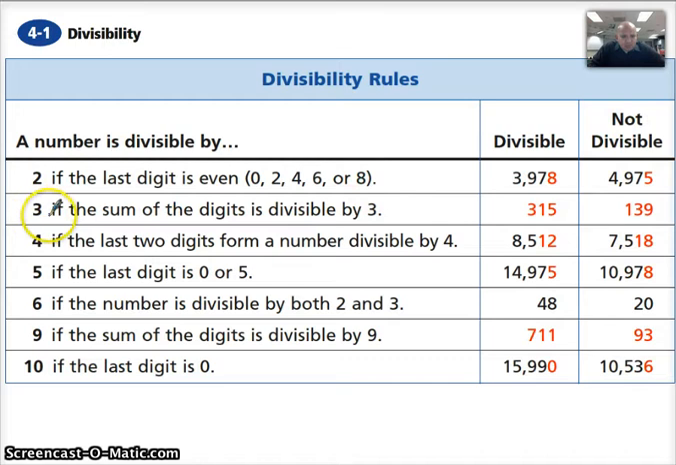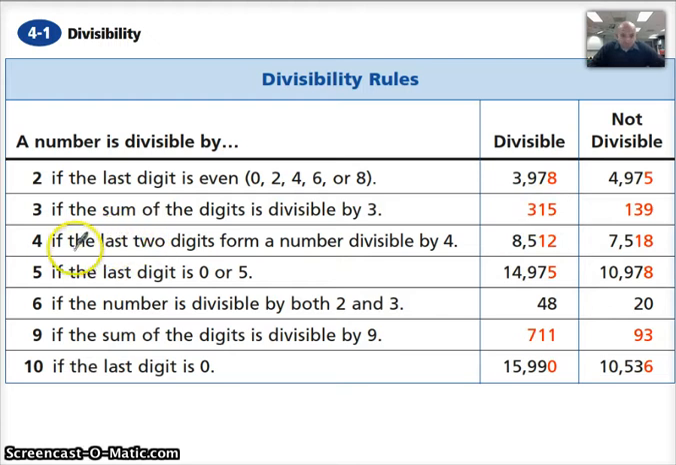This next one, number 3: a number is divisible by 3 if the sum of the digits is divisible by 3. In other words, if I add 3 plus 1, it gives me 4, plus 5 gives me 9. So the sum of the digits of 315 equals 9. And since 3 plus 1 plus 5 equals 9, 315 is divisible by 3. It'll give me a whole number without a remainder.